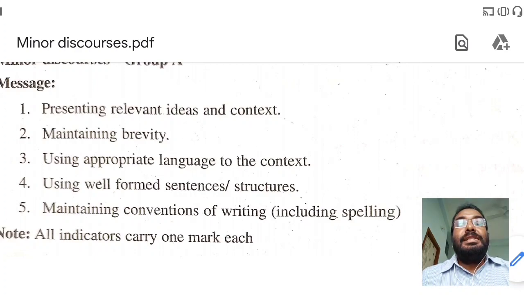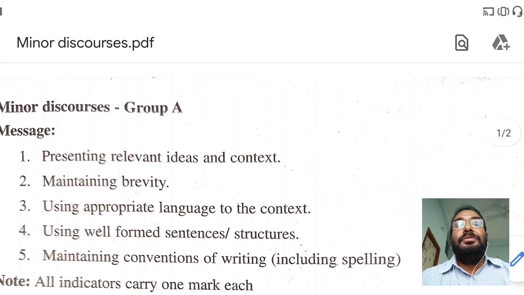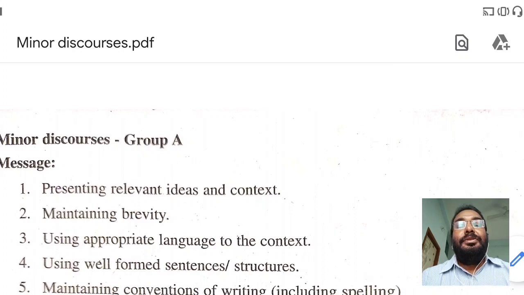In the last classes, we have dealt with major discourses of paper 1 and 2. Now, in one class itself, I would like to speak about minor discourses of paper 1 and 2 at a time in order to reduce the length of the videos. So, in the first minor discourse, we have to speak about message. And for your information, one minor discourse gives you 5 marks.